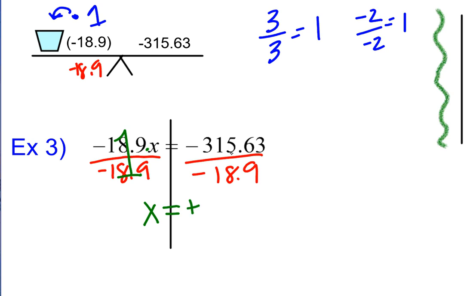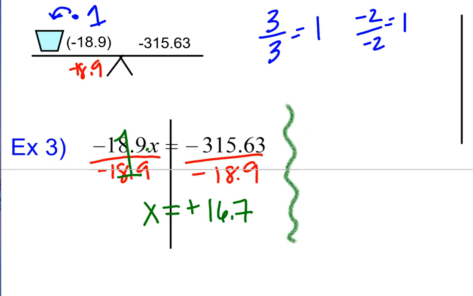And if we just take 315 and 63 hundredths, divided by 18 and 9/10, you would get 16 and 7/10. Now we need to check and see if we're right.